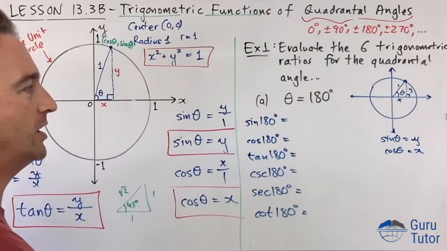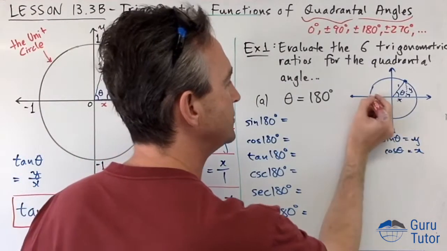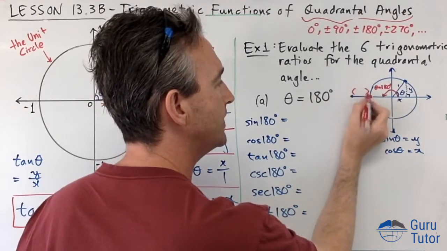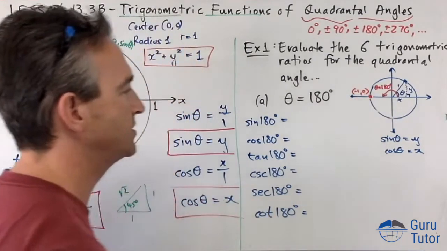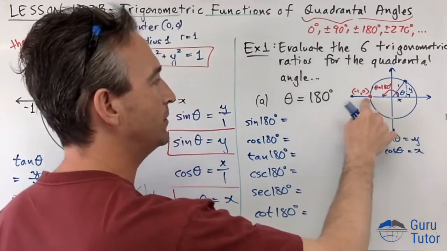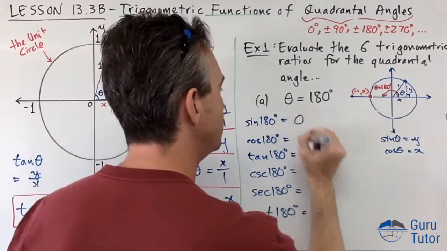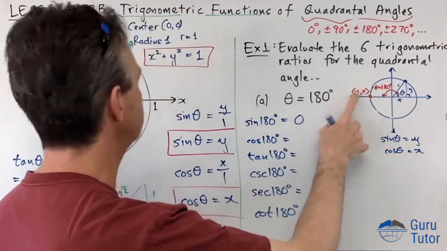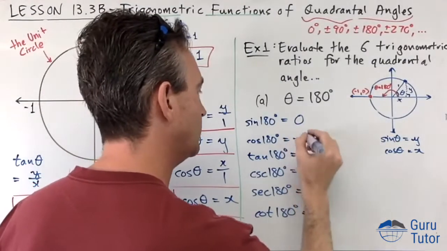All right, so what is sine of 180? Well, if theta is 180, where is it? We're talking about this point, and what are the coordinates of that point? That's minus 1, 0. So sine of 180 is always going to be the y coordinate. What is the y coordinate at that point? 0, that's it. Cos 180, so cos is always the x coordinate, and you look at the coordinates of that point. Cos 180 is the x coordinate, that's going to be minus 1.